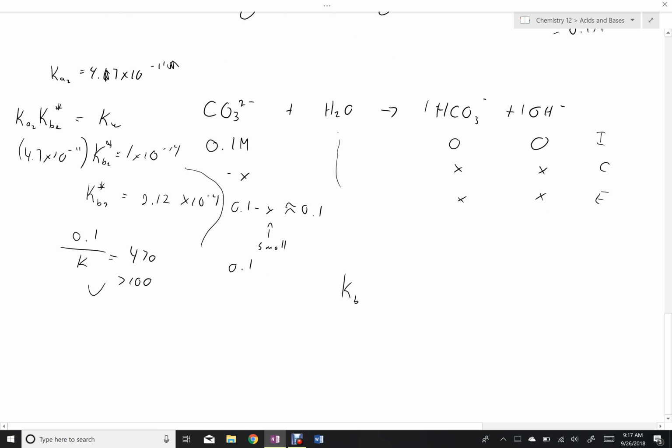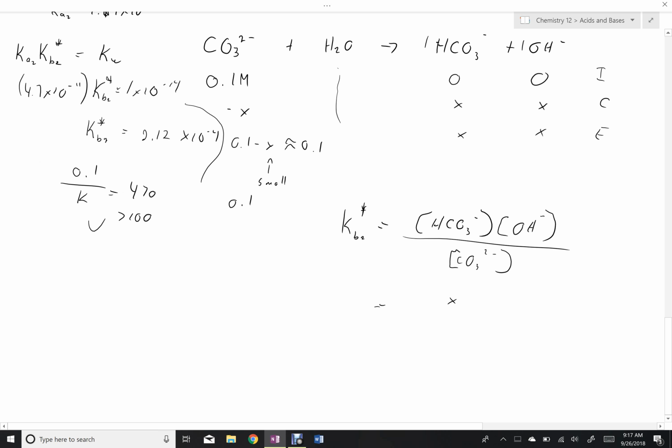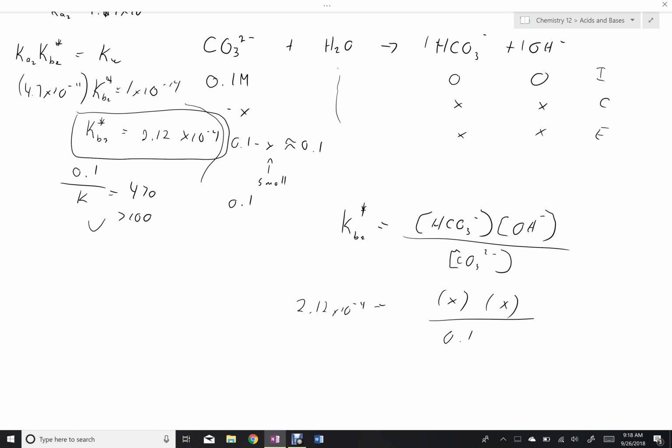So now I can write my Kb2 expression. Here I have HCO3- on the top, OH- on the top, and concentration of CO3 2- on the bottom. So x squared over 0.1, and what is it, 2.12 times 10 to the negative 4 from right there for the K value. So 2.12 exponent negative 4 times 0.1, square root that. x is equal to 4.6 times 10 to the negative 3.